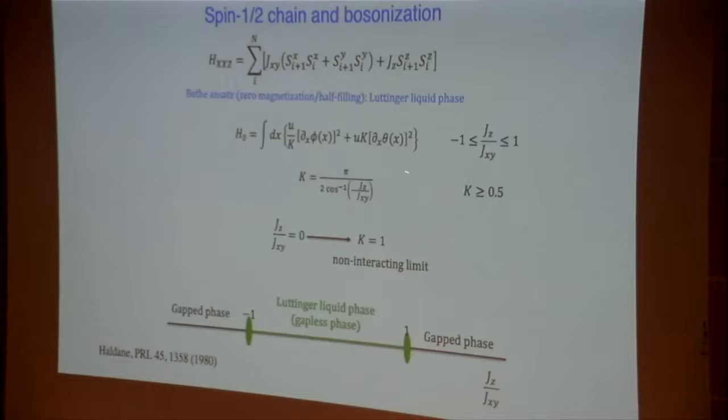For example, it's very well known, if you take a spin-1/2 chain and you bosonize it in the same way here, then you can actually find the Bethe-Ansatz solution of the problem, which gives you an exact relation between this Luttinger liquid parameter K and the original exchange couplings in the Hamiltonian. And there is a phase which we call the Luttinger liquid phase, already introduced by Haldane many years ago. And this just shows that we can essentially control this K.